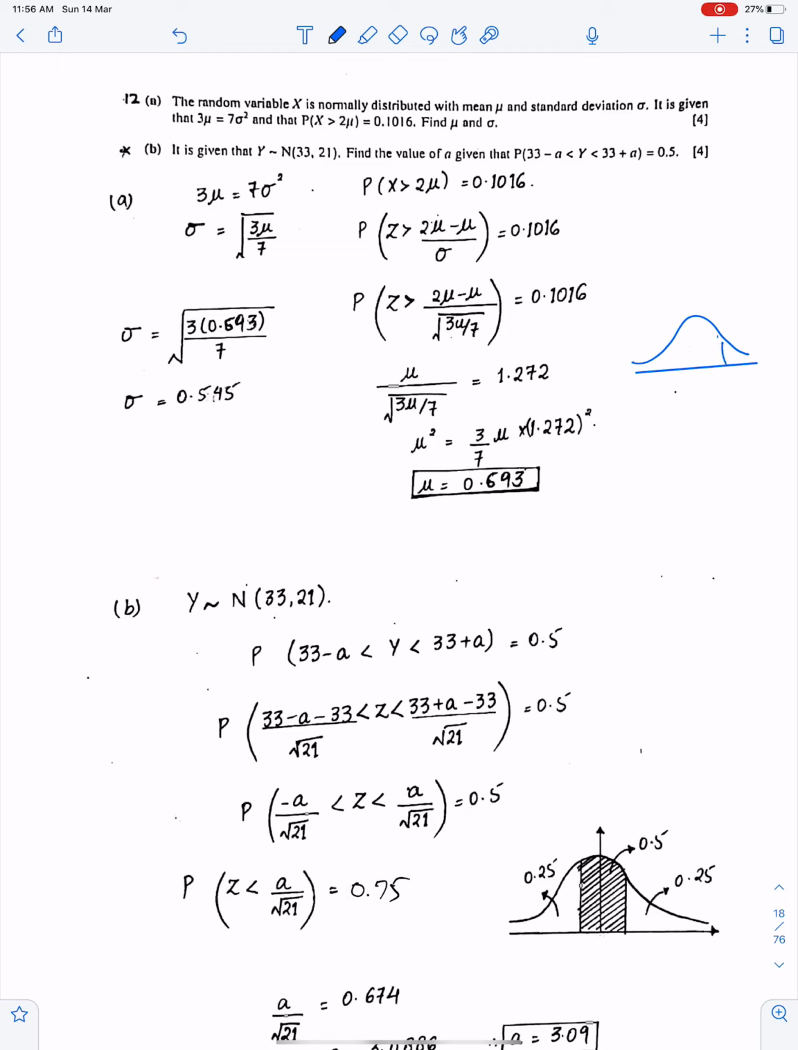So this probability is here. So this number is positive. This is 1.272. This area is here.